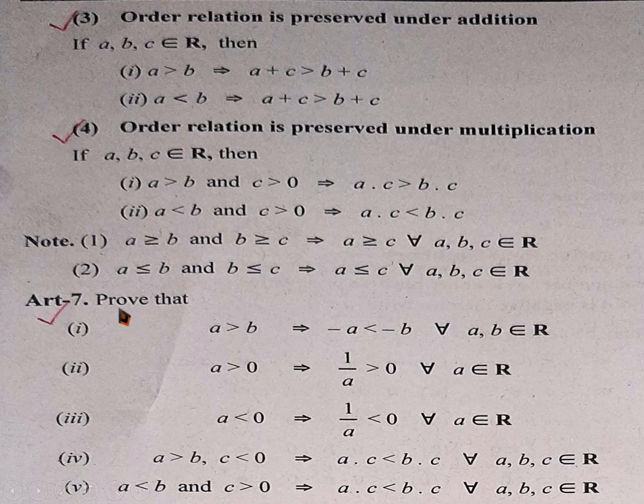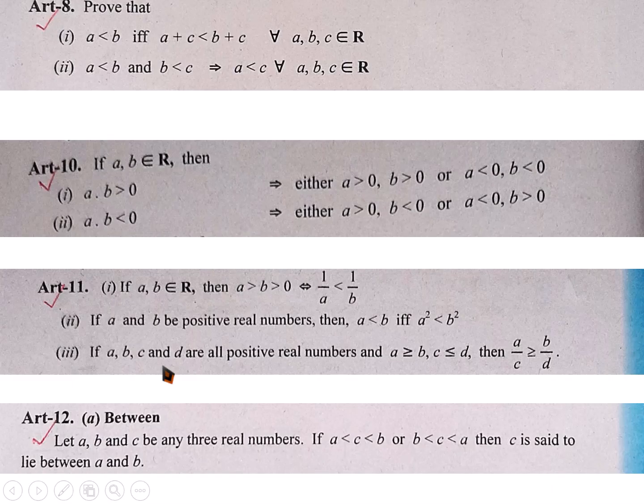You may see the proof of these 5 results from the book. This is very easy. You may see the proof of all these articles: article 8, article 10 and article 11. See the proof of these 3 articles from the book. There is no problem at all. These are very easy results.